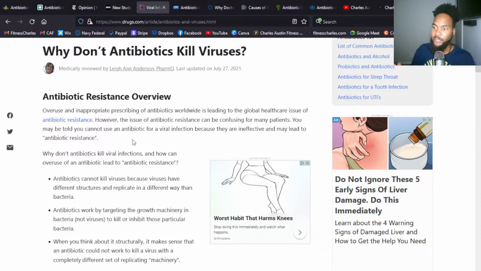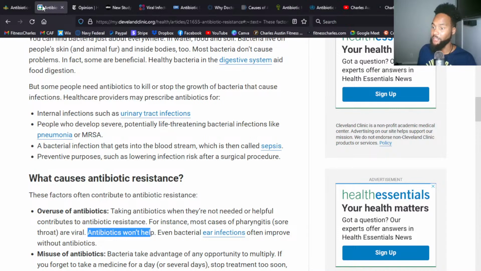And real quick, here's another nugget. I've even heard people tell me that they go in for a certain illness, a virus, and they're getting prescribed antibiotics for viruses. We mentioned it here: many cases of pharyngitis are viral, and they're given antibiotics.